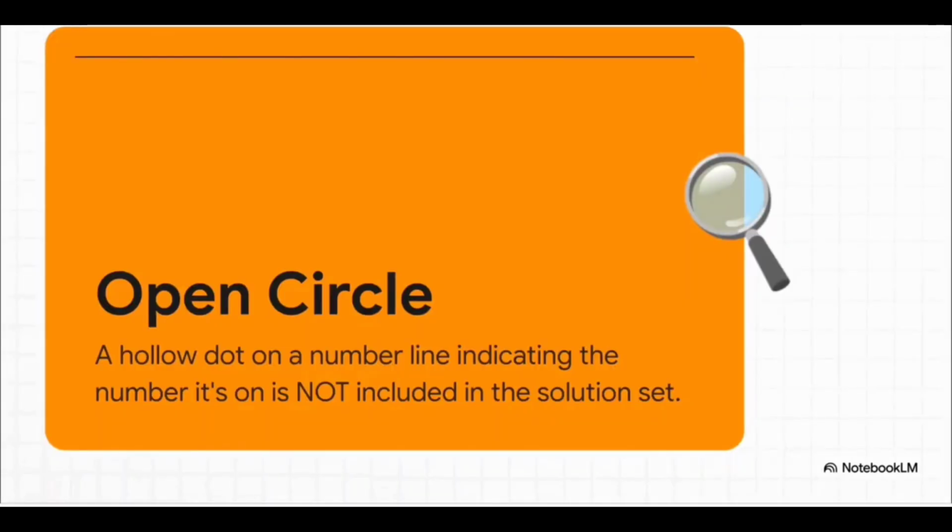So let's just lock this in. An open circle simply means not included. I like to think of it like a fence. You can walk right up to the edge of the fence, but you can't sit on it. The number with the open circle is the boundary, not an actual part of the solution.